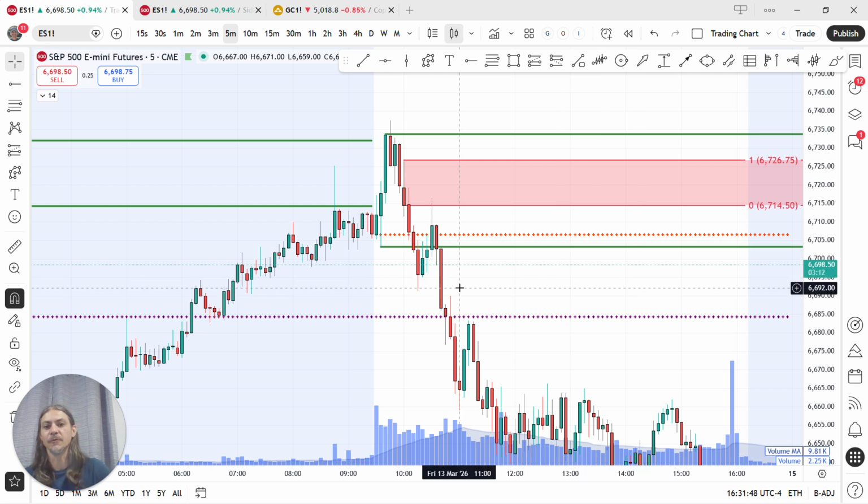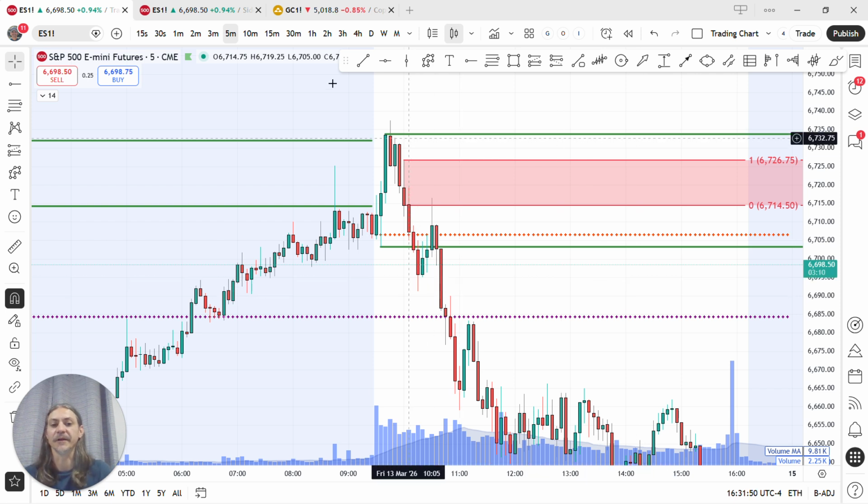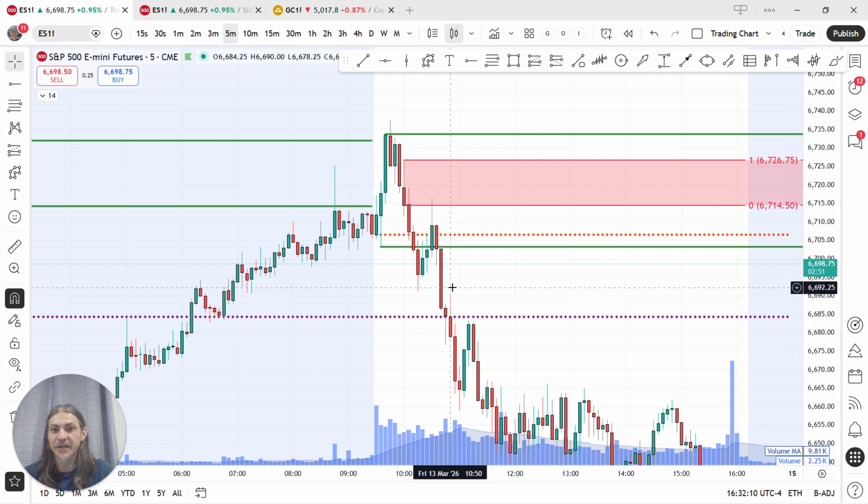So this is an example of a trending market and what happens with the opening range. It went to the top of the opening range, rejected, went out the bottom of the opening range, pulled back into this zone here, which is the retest. Opening range breakout, retest, continuation. Opening range breakout, retest, continuation.